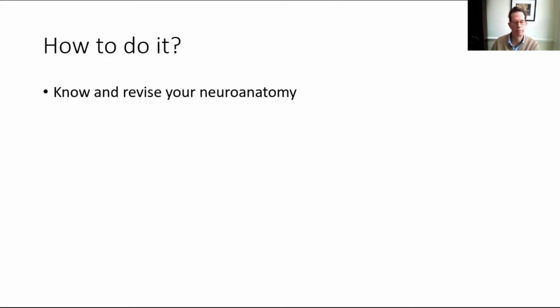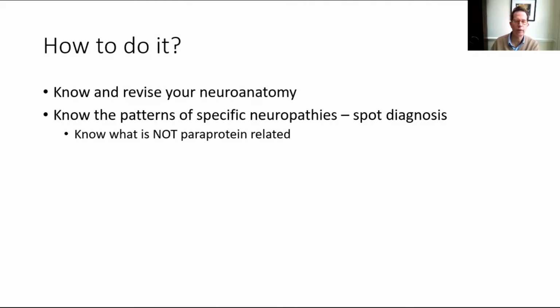Is it a distal, symmetrical, small fiber peripheral neuropathy? Is it a sensory neuropathy with pronounced vibration loss, but no joint position sense loss and little or no motor involvement, as in an anti-MAG neuropathy? Or is it a patchy dermatomal sensory loss with some myotomal involvement that might tell you that there is nerve root involvement? Know the patterns of specific neuropathies so that you can really make a spot diagnosis.